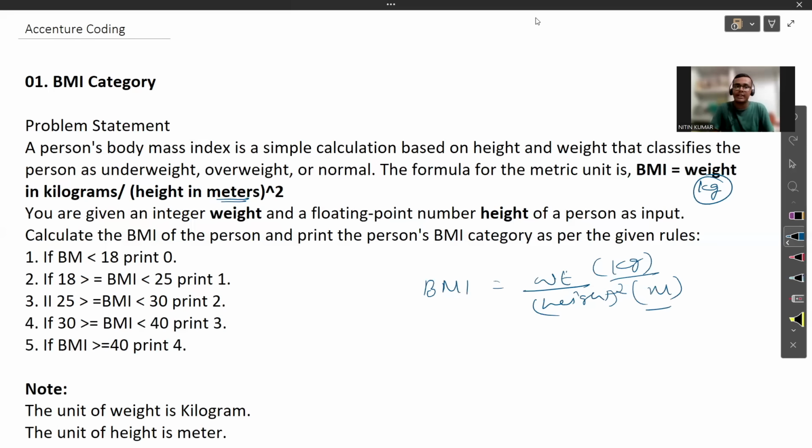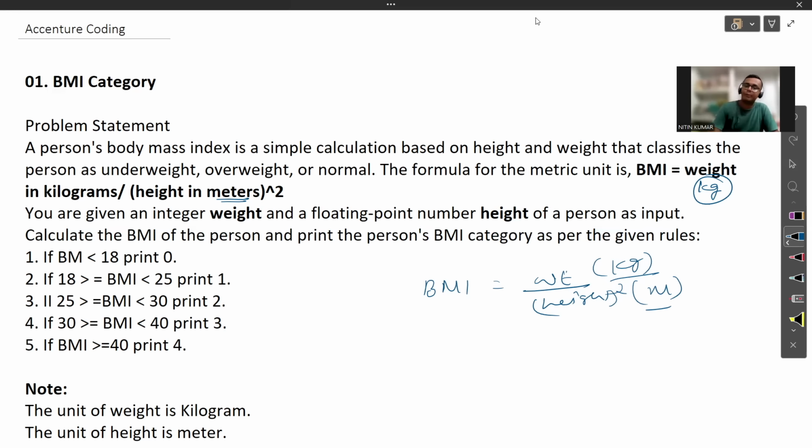Now, what is our task? You are given an integer weight and a floating point number height. So the data type of weight is an integer and height is a floating point number. That means if someone's height is 5.8 or 6.2 or whatsoever, it is depicted here in the form of a floating point number, and the weight is obviously in integer format. Now these two are the inputs that we have to take.